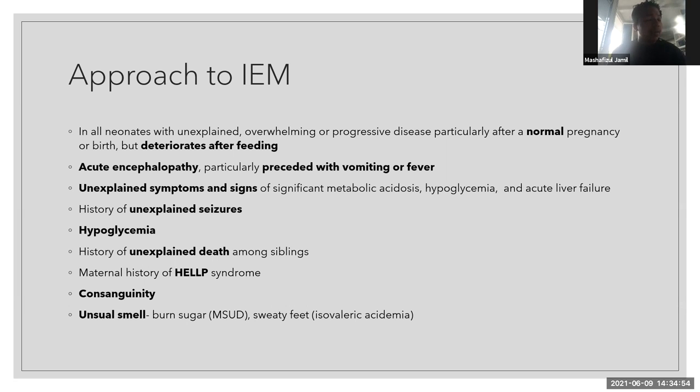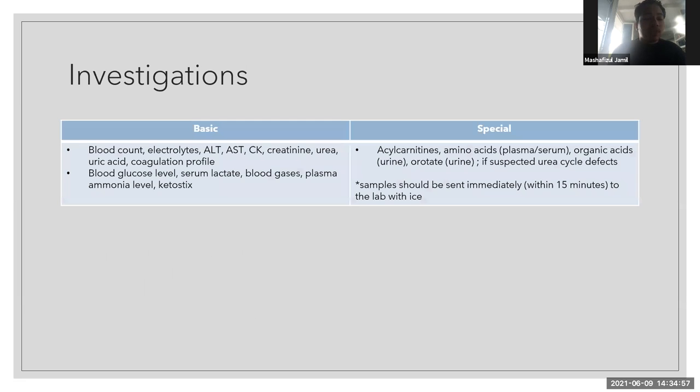in isovaleric acidemia. So the investigations that need to be ordered are the basic ones: blood count, electrolytes, liver enzymes, creatinine kinase, creatinine, urea, uric acid, coagulation profile, also the blood glucose level, serum lactate, blood gases, plasma ammonia level, and also keto sticks. For special ones, we do acylcarnitines, amino acids, either plasma or serum, organic acids in the urine, and orotic acid in the urine if urea cycle defects are suspected. And all these samples should be sent immediately to the lab on ice.